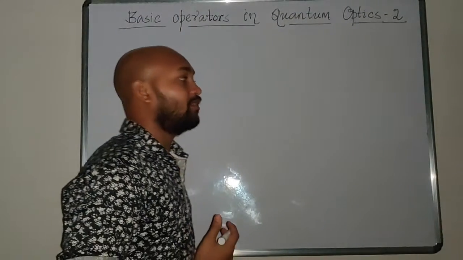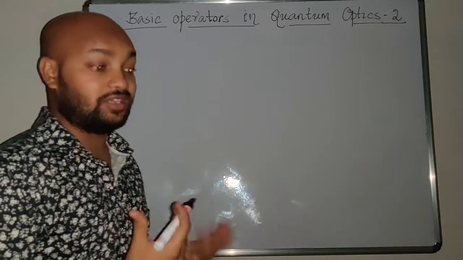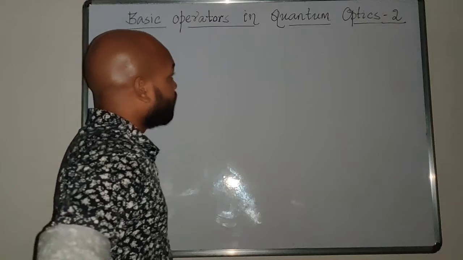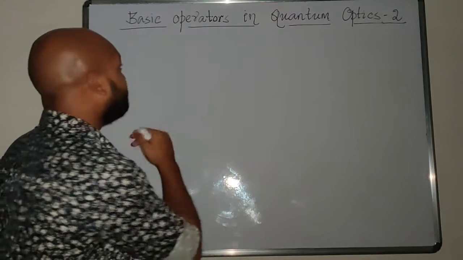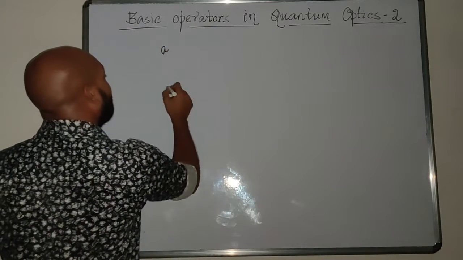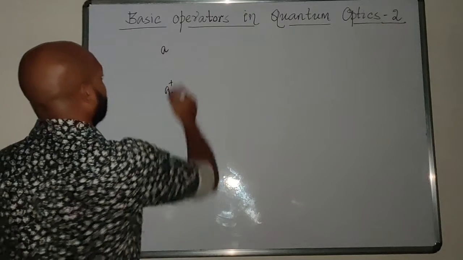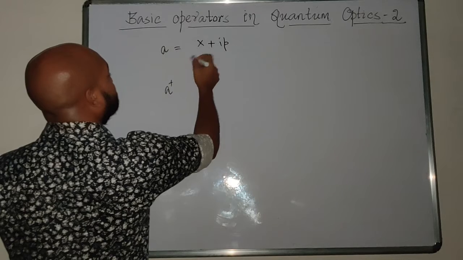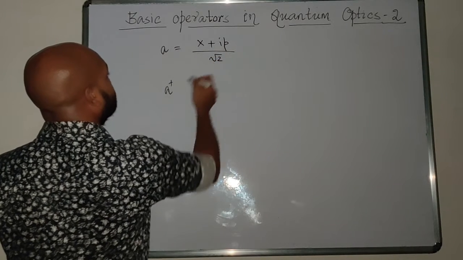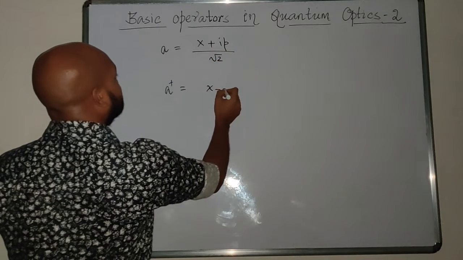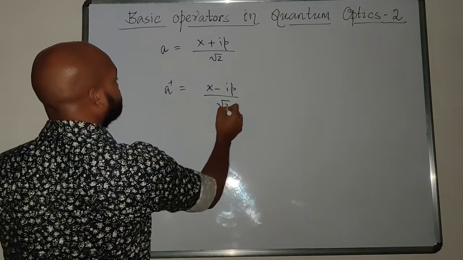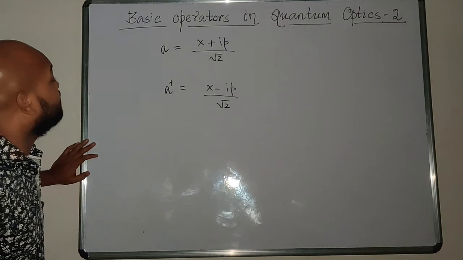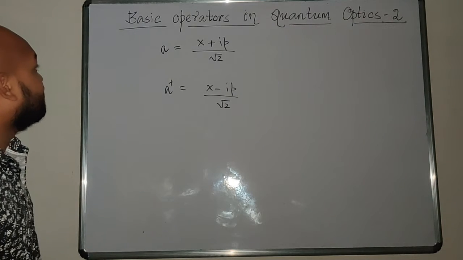Now see the connection between x, p, a, and a dagger. So we define the a and a dagger operators as the following: this is (x plus ip) by root 2, and this is (x minus ip) by root 2. Alright. One thing I can certainly say is the following.